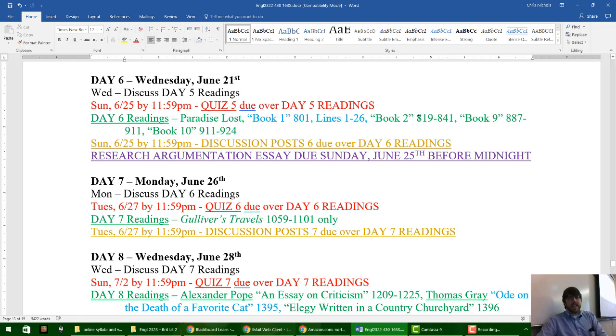This right here, 819 to 841, those aren't line numbers. Those are page numbers. So it's like 20 pages of poetry. Then there's 20 more pages of poetry, then 20 more pages of poetry.